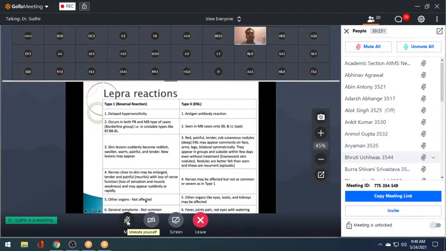Other organs are generally not affected in type 1 reactions, and general symptoms are not common in type 1 reactions. However, in type 2 reactions, other organs like your eyes, testes, kidneys may be affected. This is because the antigen-antibody complex is circulating all over the body. In type 1, at the particular site, there will be more hypersensitivity, or T cells will be more activated at these sites. That's why it affects particular sites, nerves and skin. In type 2, all organs may be affected. So it can lead to fever, joint pain, red eyes and watering of eyes.